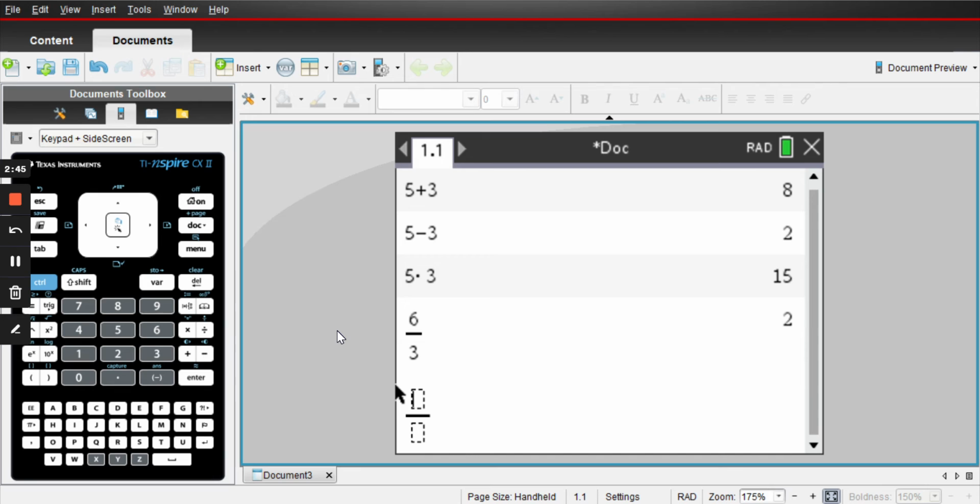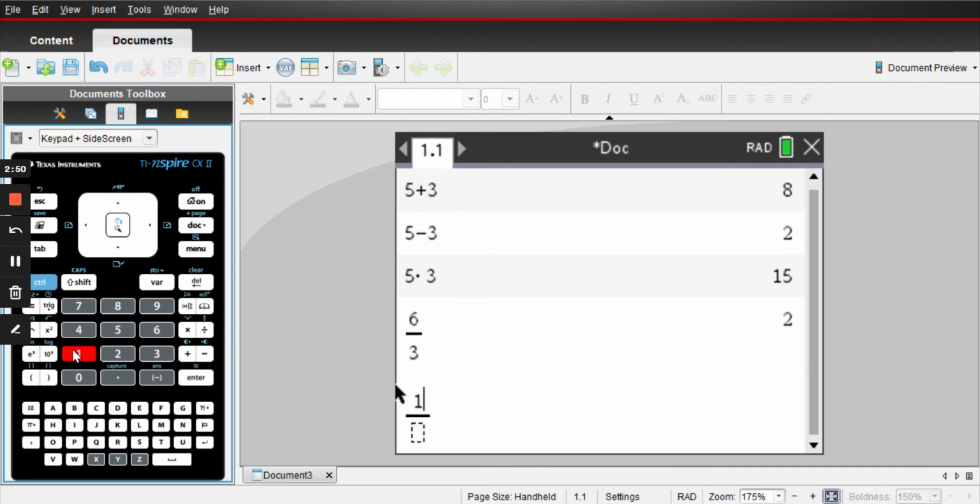If I want to type in, think of a number, let's go 1 over 2. I type in the number 1, then I use my down arrow over here on this keypad up the top. So down, and then the number 2, and I press enter. 1 divided by 2, or a half. I get exactly the same answer.